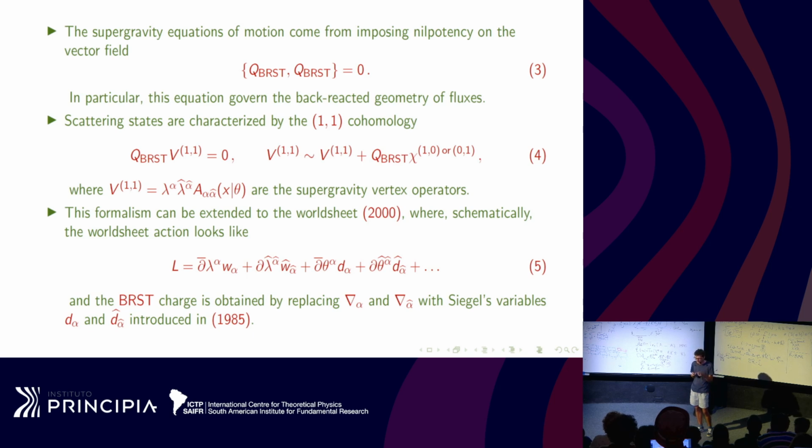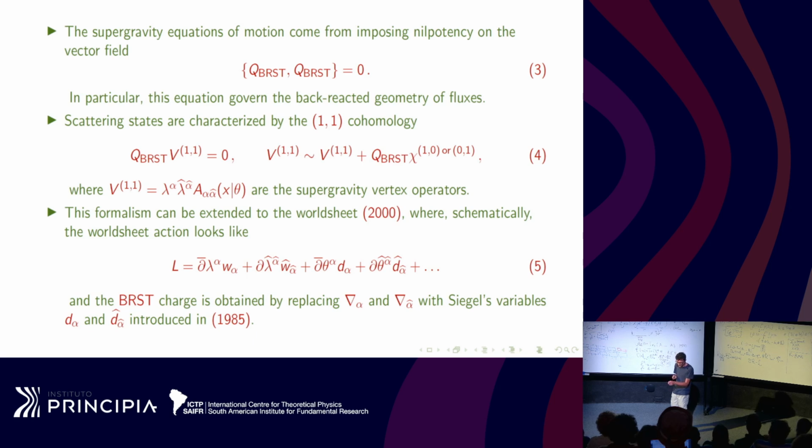By (1,1), I mean the dependence on the pure spinor variables. You can think about those pure spinors as differentials in loop superspace. This formalism can be extended to the worldsheet, and this was done by Nathan Berkovits, as everybody knows, of course. It's schematically given by equation 5. I just wrote the important pieces of the action, and the dot dot dot can include curved background deformations.